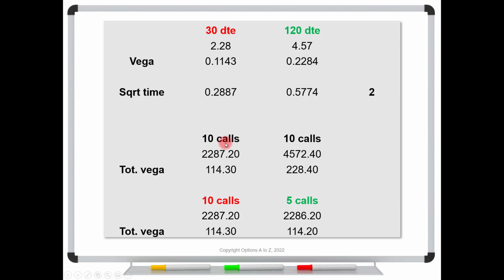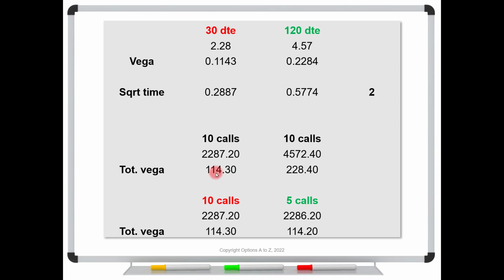Why times 1,000? Because 10 calls controls 1,000 shares. We're scaling everything up by 1,000. What's your total Vega? It's going to be this Vega, 0.1143 times 1,000. So you would have a total Vega of, let's call it 114. What does that mean?